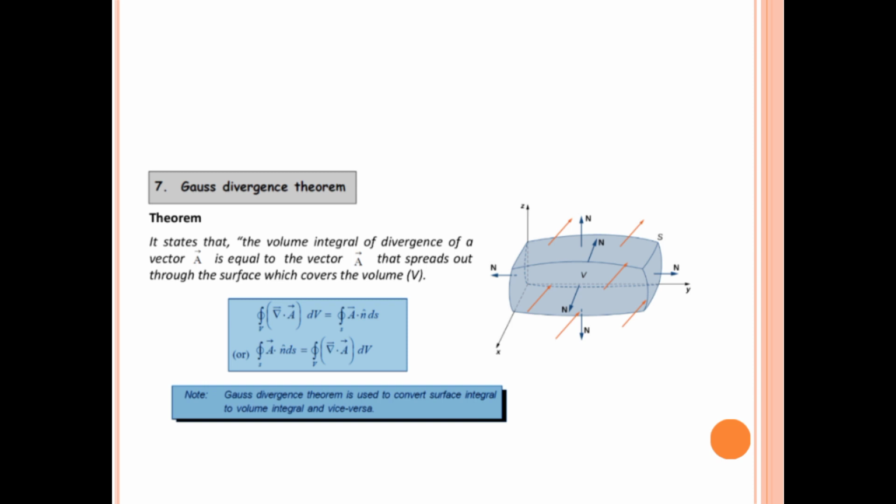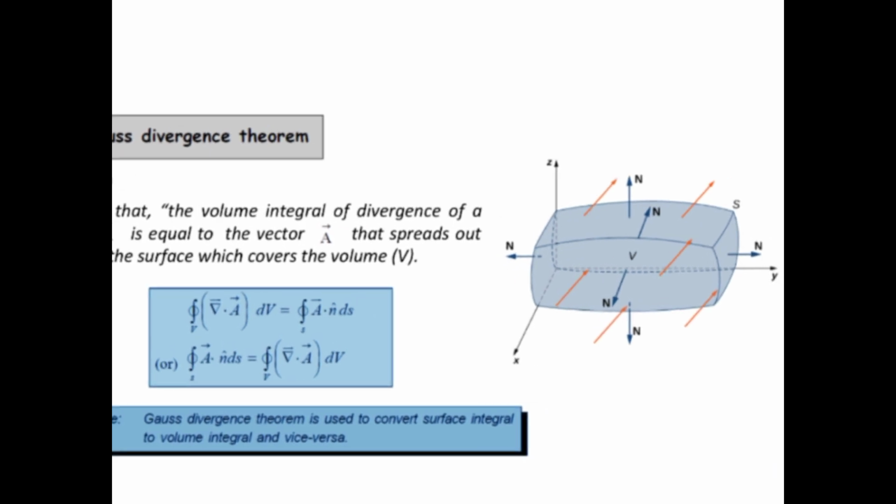The next theorem is the Gauss divergence theorem. This theorem is used to convert a surface integral to a volume integral and also a volume integral to a surface integral. Wherever we need to convert, we can use the Gauss divergence theorem. It states that the volume integral of the divergence of vector A is equal to the vector A that spreads out through the surface which covers the volume. So the theorem is: closed volume integral of del dot A dV is equal to closed surface integral of A vector dot n cap dS. Otherwise, it can be converted from surface integral to volume integral.